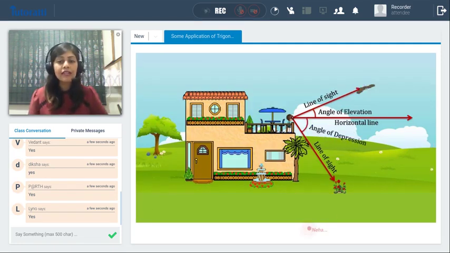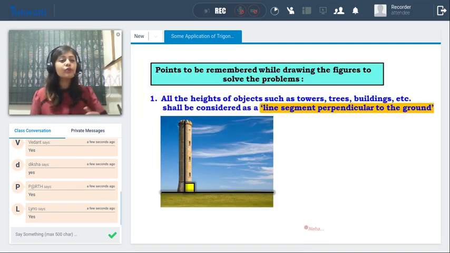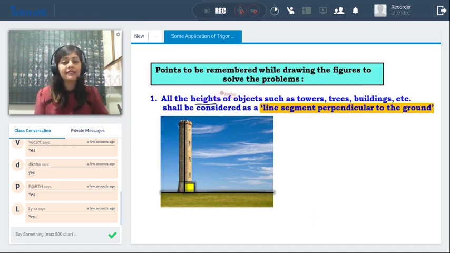Now, apart from these important terms, there are a few rules which you need to follow when drawing the diagrams for these sums. First important rule, all the heights of objects, towers, trees, buildings, anything that you take are going to be perpendicular to the ground. So we are not going to consider any leaning towers of Pisa out here. Unless and until it's told, we are going to consider all heights of structures to be perpendicular to the ground.